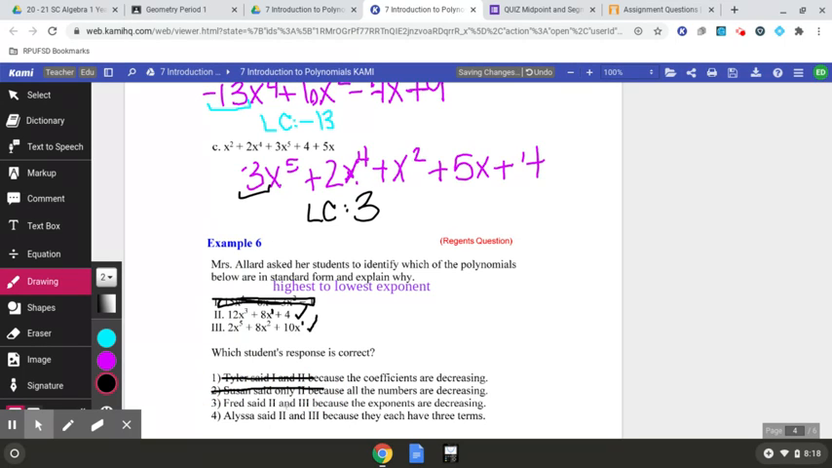Fred says that it's 2 and 3 because the exponents are decreasing. So that seems like it could be the answer, right? And then Alyssa said that it's 2 and 3 because they each have 3 terms. So remember that having the amount of terms has nothing to do with standard form. Standard form deals with exponents. So choice 3 would be our answer.